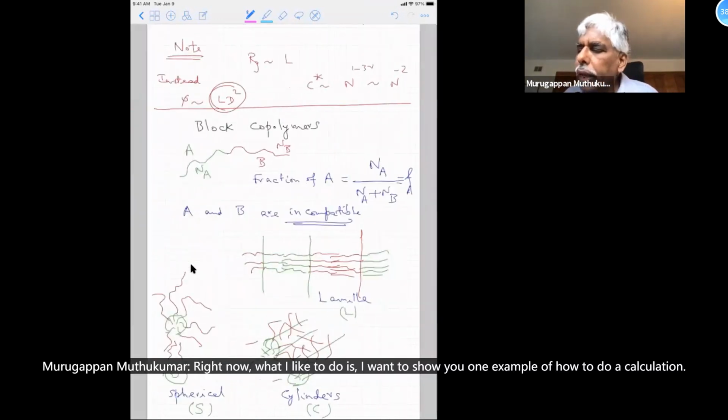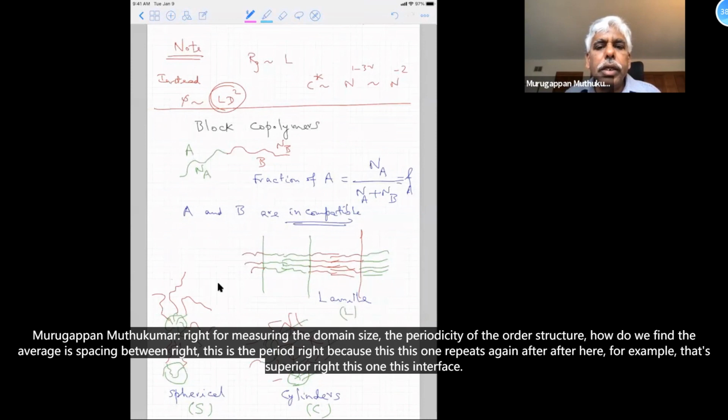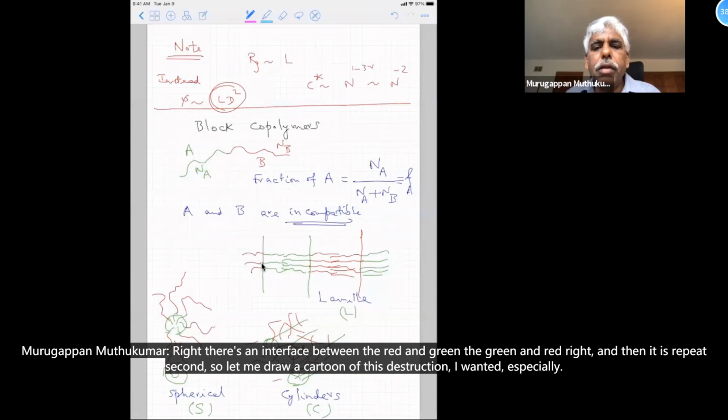Right? Now, what I'd like to do is show you one example of how to do a calculation for measuring the domain size, the periodicity of the ordered structure. How do we find the average spacing between, right? This is the period, because this one repeats again after, say, here, for example. That's the period, this interface. There's an interface between red and green. This is green and red, and then this repeats again.